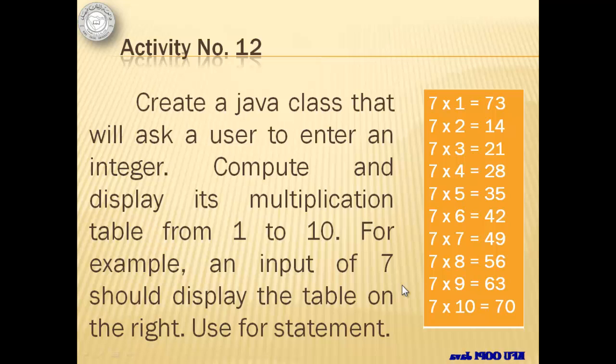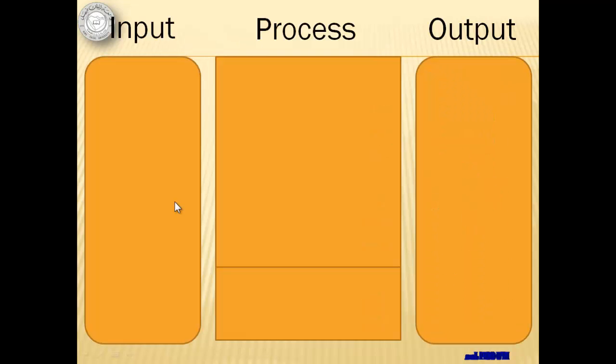We will create a Java class that will ask a user to enter an integer. We will compute and display its multiplication table from 1 to 10. For example, an input of 7 should display the table on the right. We will use the for statement in this activity. We have one input, the number, and we will call it num.